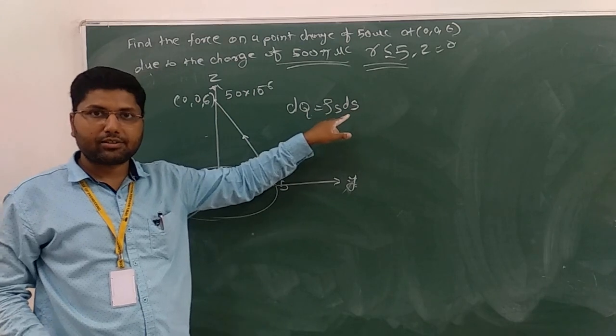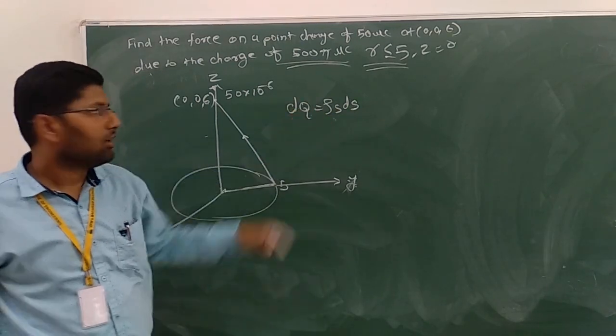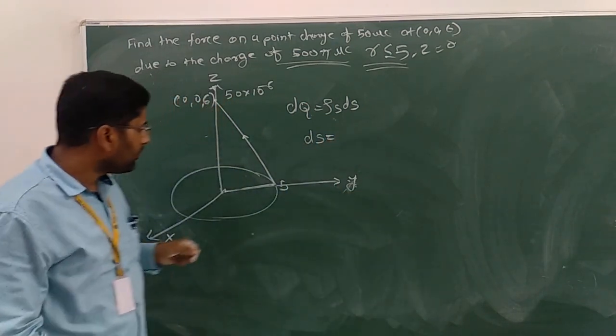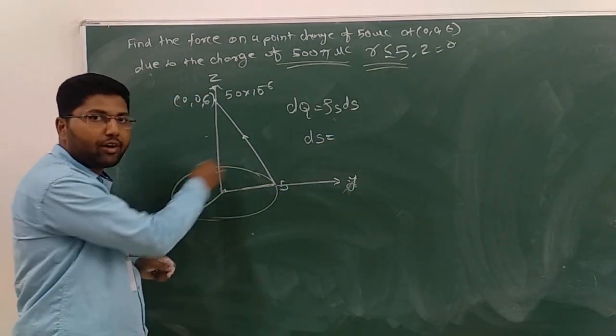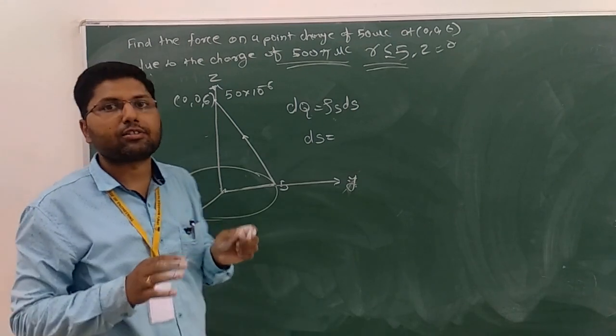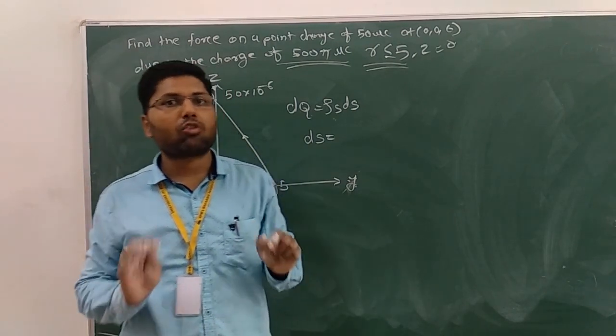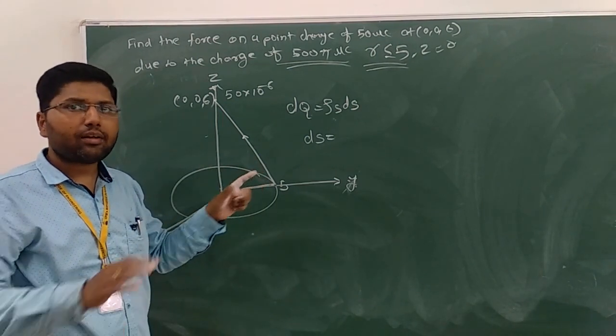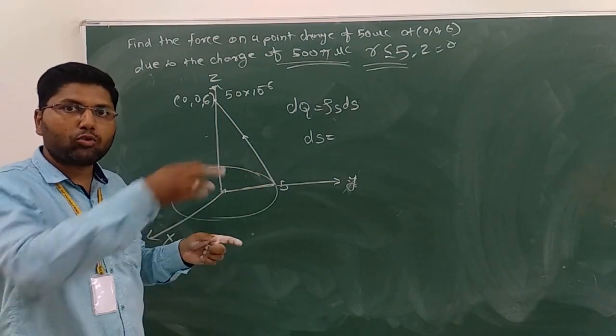What about the ds? You have to calculate ds first. So how to calculate ds? Now which is the coordinate system for a circular disc? If you consider the circular disc, which coordinate system is it? A circular disc is a cylindrical coordinate system. It is not actually spherical. Okay, it is only a disc.